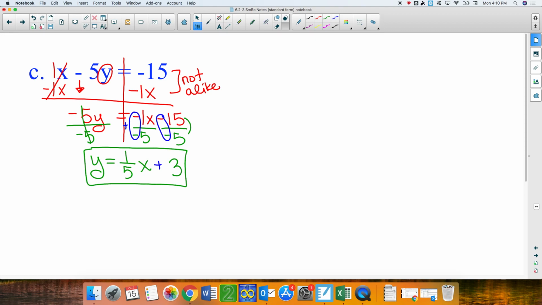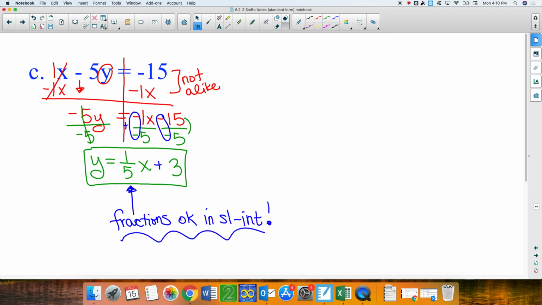Notice that I do have a fraction in my answer, but fractions are fine if they're in slope-intercept form. So make sure you know which form you're working on and when fractions are okay and when they are not.